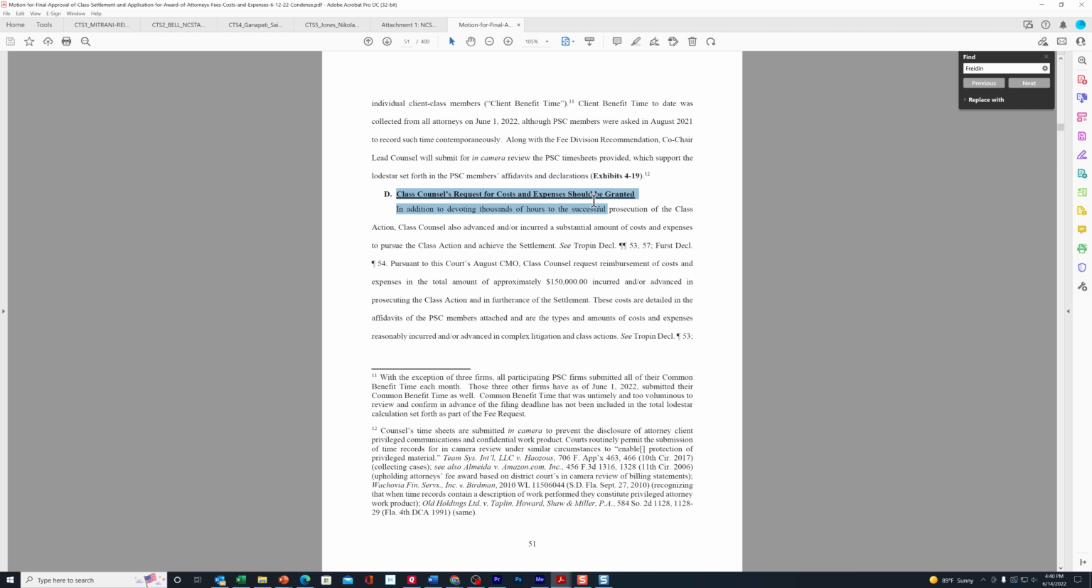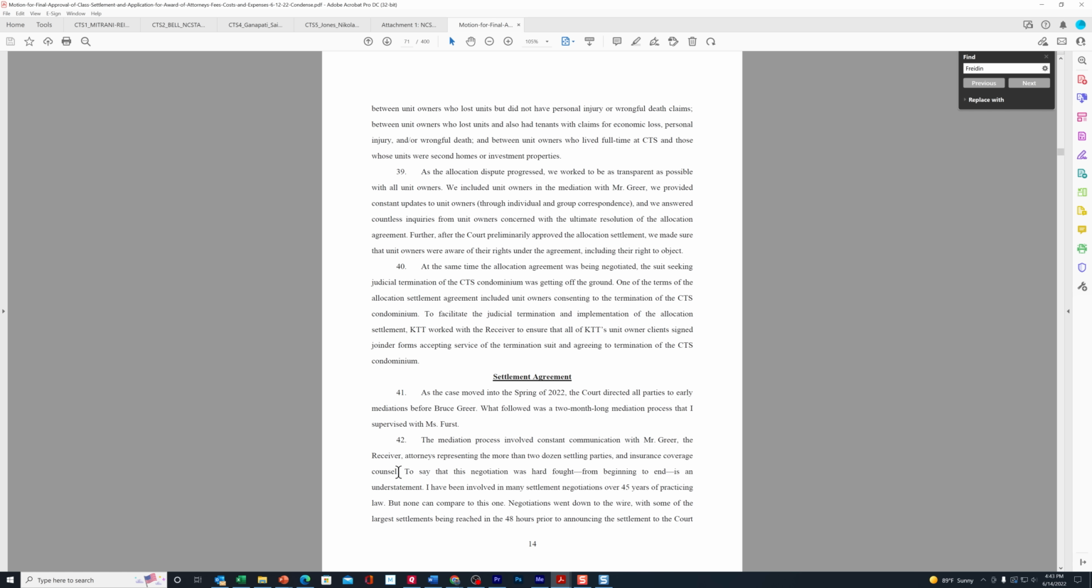Now here you can see they're also asking for costs and expenses that should be granted. And that was approximately $150,000. One of the attorneys gave some insight into some of the work they had to go through. And he says here, since they were told to go into mediation, once they went into mediation, you can see, he says, to say that this negotiation was hard fought from beginning to end is an understatement. I've been involved with many settlement negotiations over 45 years of practicing law, but none of them can compare to this one. Negotiations went down to the wire, with some of the largest settlements being reached in the 48 hours prior to announcing the settlement to the court.